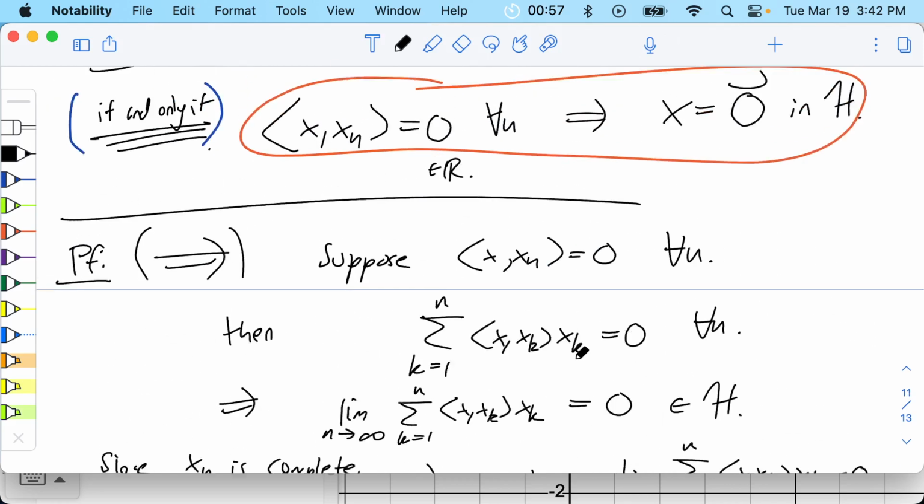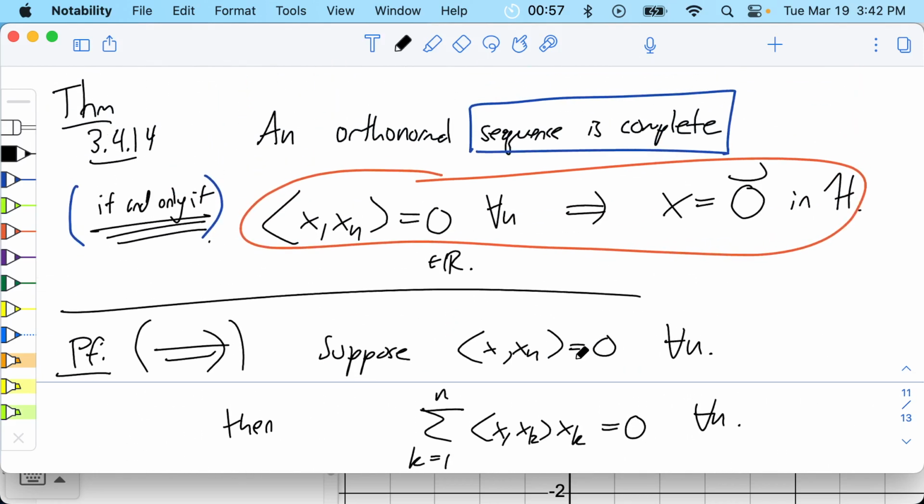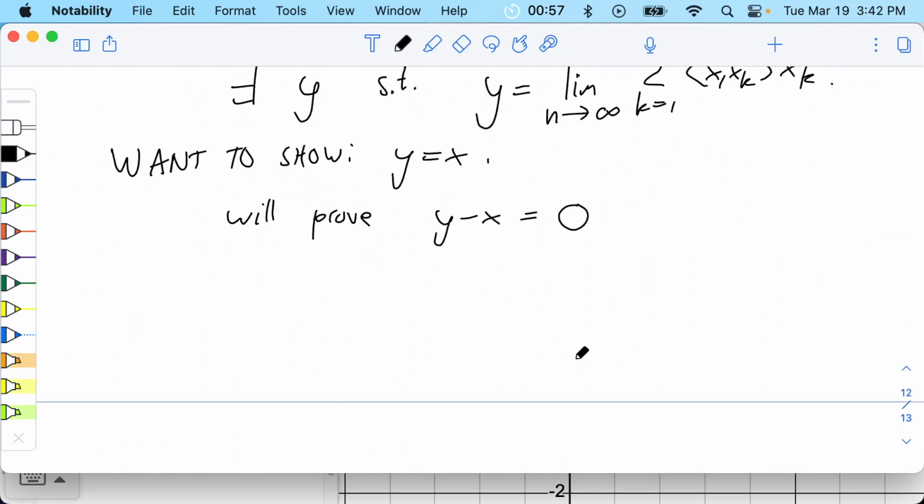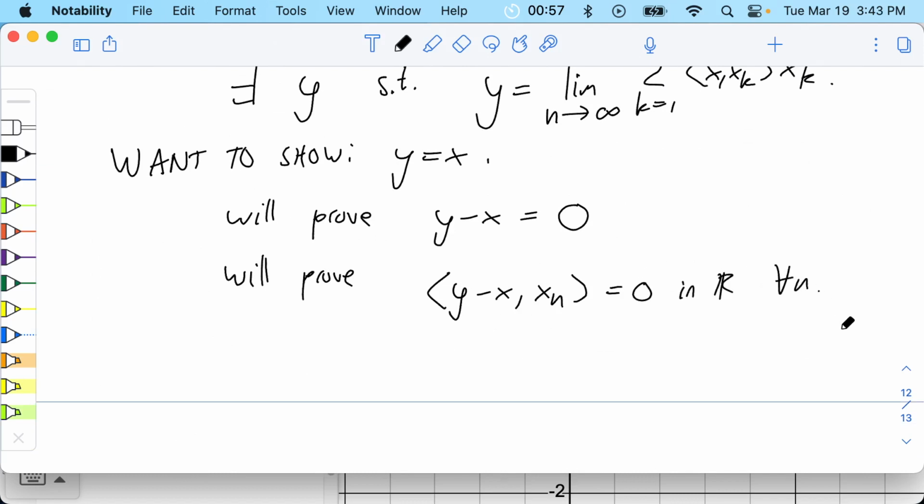Well, we know that the thing in orange is true. So why don't we prove that y minus x inner product with xn is always 0? Because then, by the hypothesis, y minus x will be the 0 vector. So we will actually show, we'll prove that the inner product of y minus x with xn equals 0 in R for all n. And then by the hypothesis, y minus x equals 0 holds.